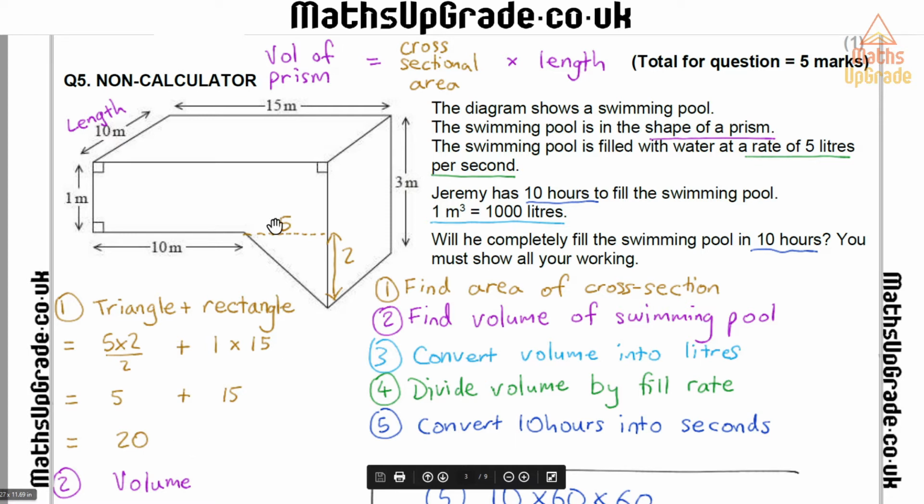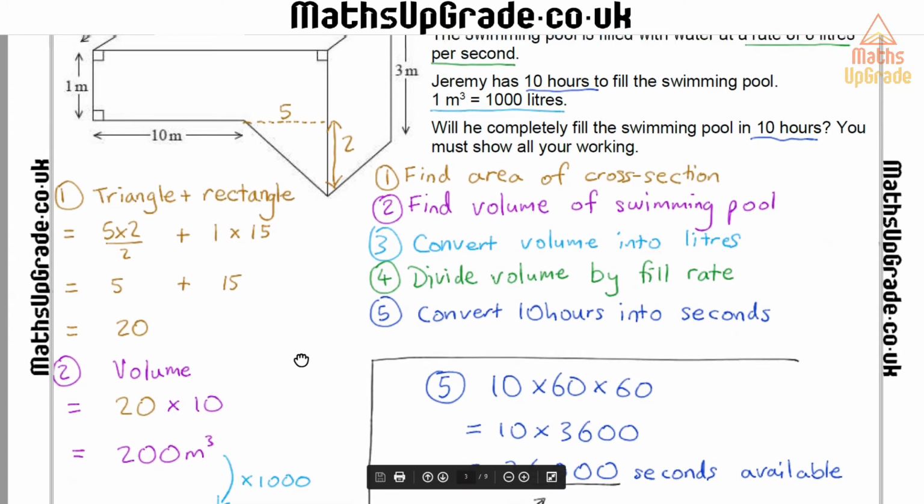Now to find the volume. The volume, like I said, is given by this formula here. You need to recall this formula as well for this topic. So the volume of a prism is the cross-sectional area times the length. I found the cross-sectional area here, and the length is just the distance going backwards in this case. So that is 10. So 20 times 10 is just 200 meters cubed.